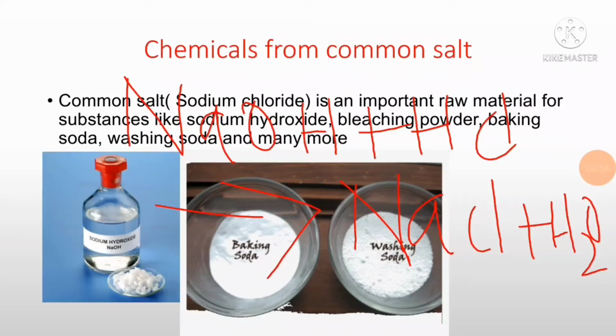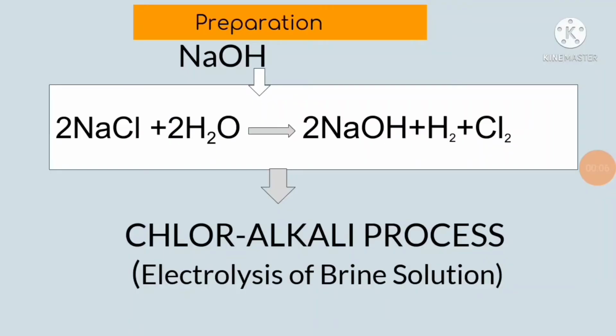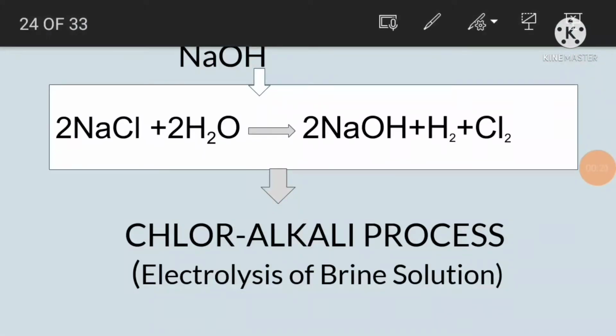Now we are going to describe the preparation, properties and uses of some important chemicals which are obtained from common salt, such as caustic soda, sodium hydroxide, sodium carbonate, washing soda, sodium hydrogen carbonate, baking soda. Let's start with the preparation of sodium hydroxide. What is the chemical formula of sodium hydroxide? It is NaOH. Sodium hydroxide is commonly known as caustic soda. And sodium hydroxide is used as a starting material for preparing a large number of other chemicals.